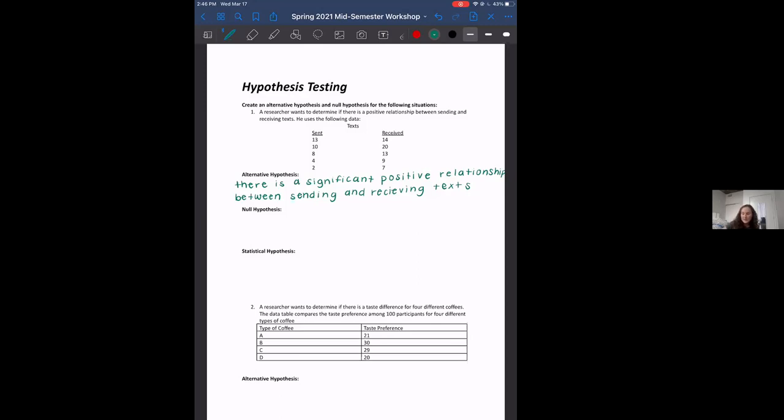So the null hypothesis for this one is there is not a significant positive relationship between sending and receiving texts.